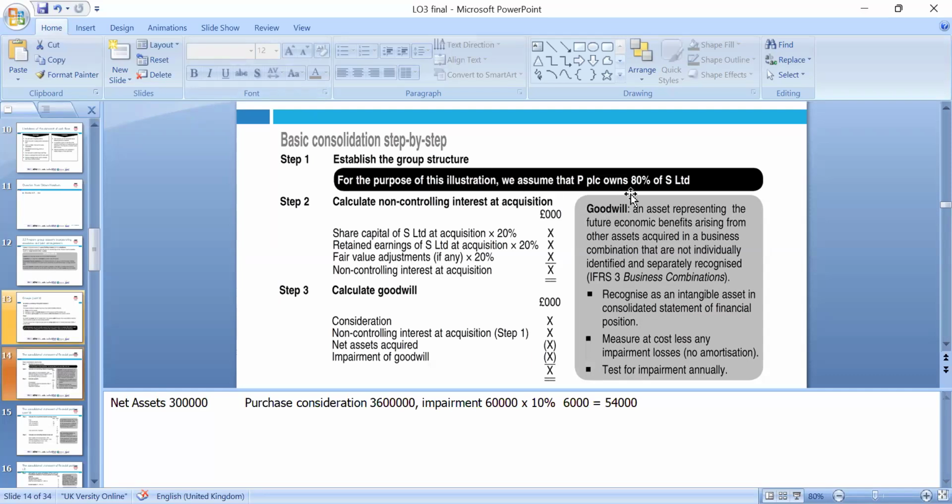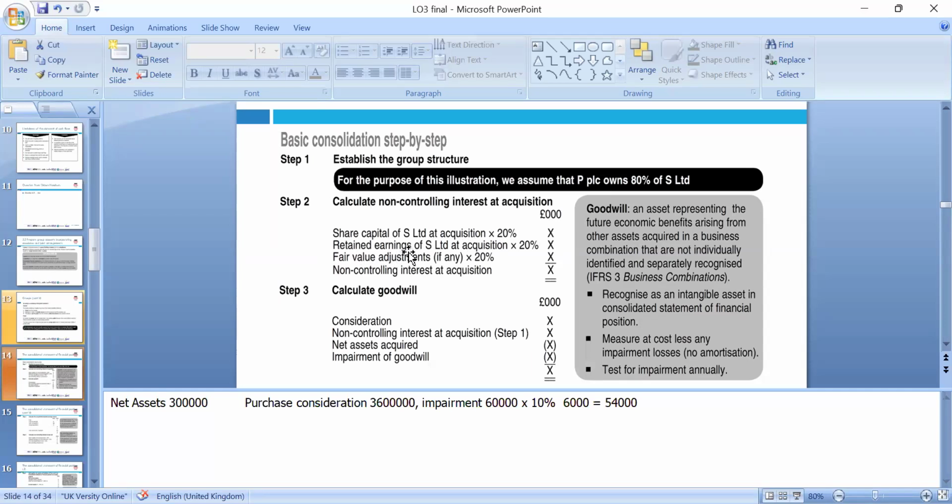Let's say P owns 80% of S, so the parent holds 80% at the date of acquisition, and the goodwill adjustment needs to be made accordingly. Of course, this is an assignment-based course, so we can pick scenarios from the book, and I'm giving you answers with a little explanation. These are the steps we follow. The remaining 20% will be known as non-controlling interest. To calculate it, take the share capital of S, the subsidiary, at acquisition, times 20%. That will be the non-controlling interest element.